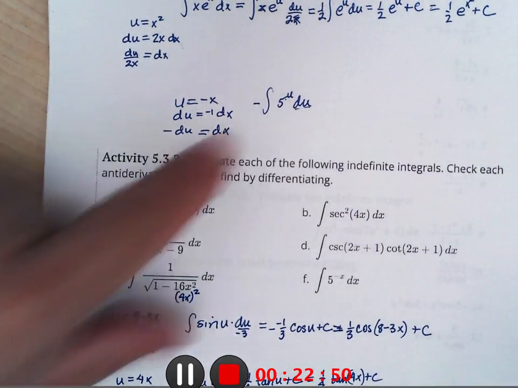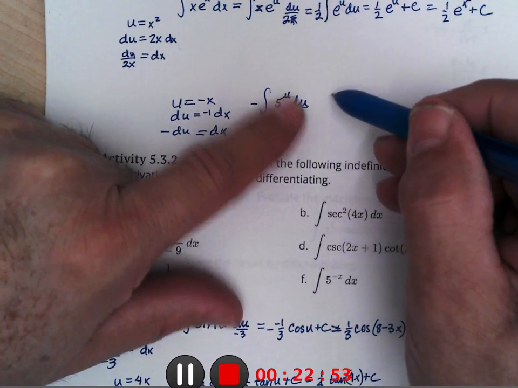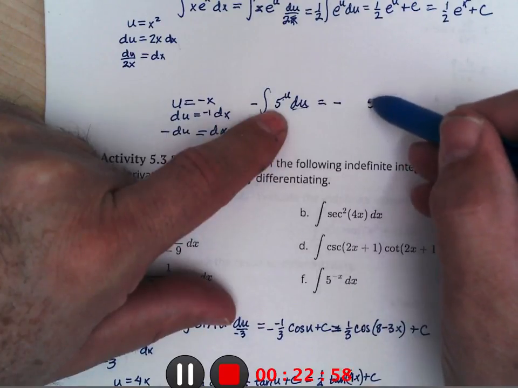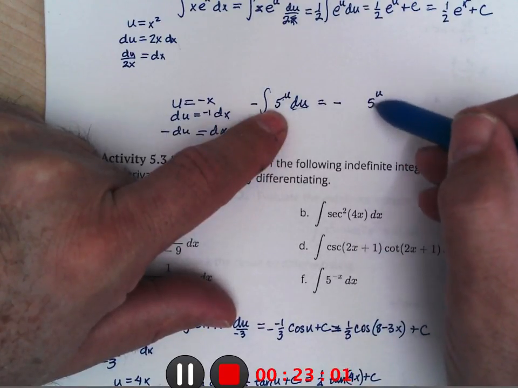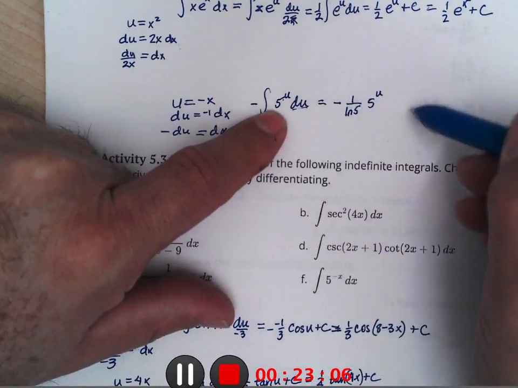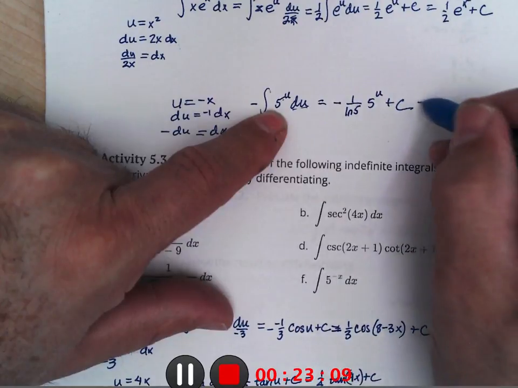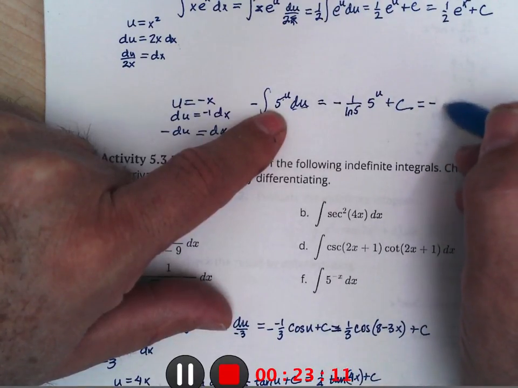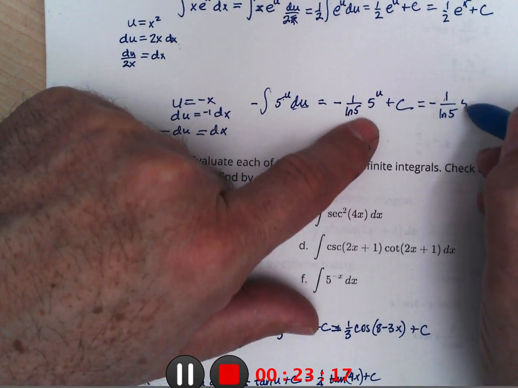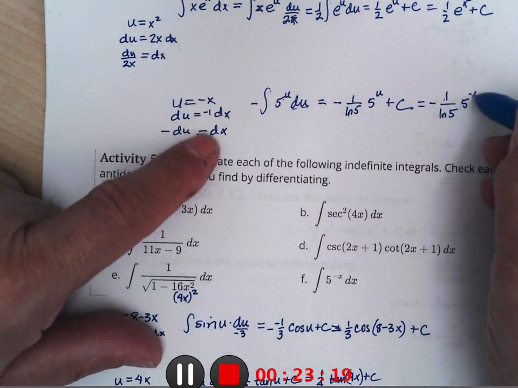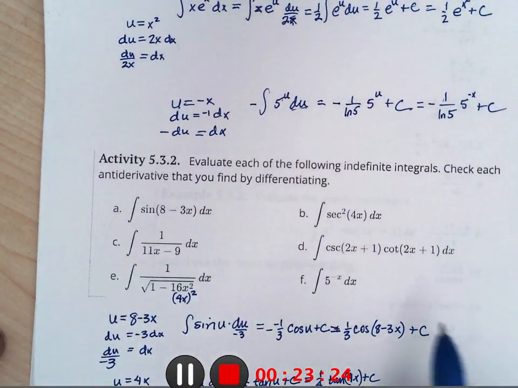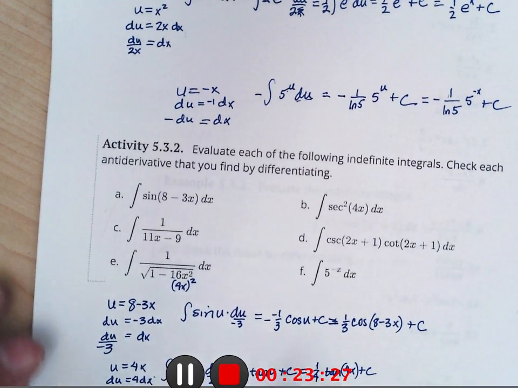And so the integral of 5 to the u would be, you've got the minus, 5 to the u, but it's going to create a ln of 5, so I have to divide that out. Divide by ln of 5 plus c, which becomes minus 1 over ln 5 times 5 to the negative x plus c. Okay, so looking back, this creates a negative 1/3.